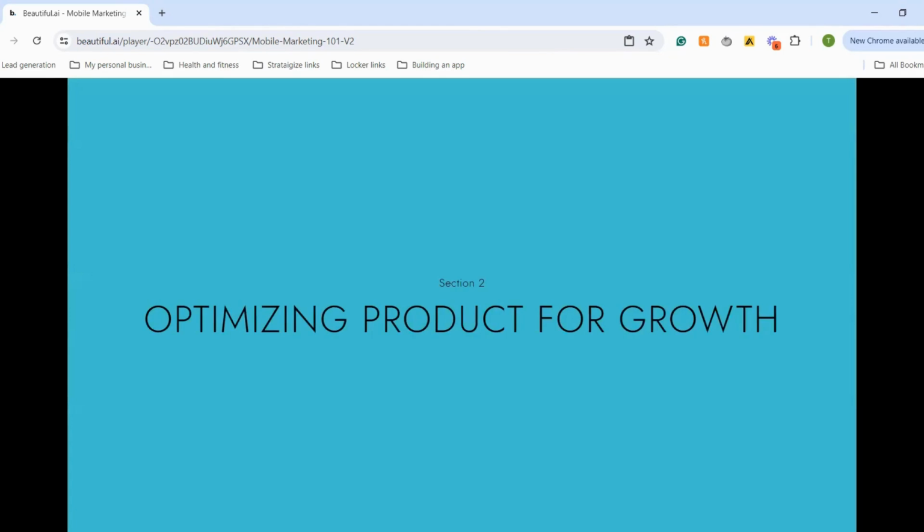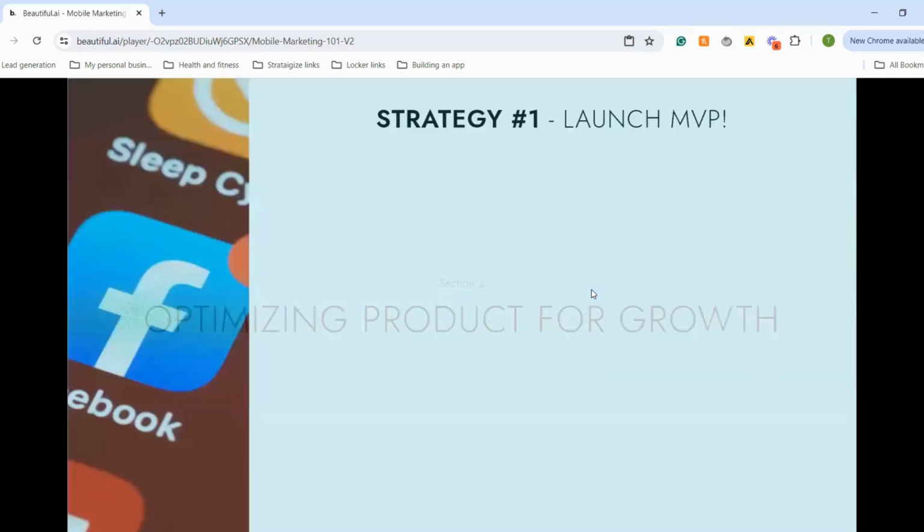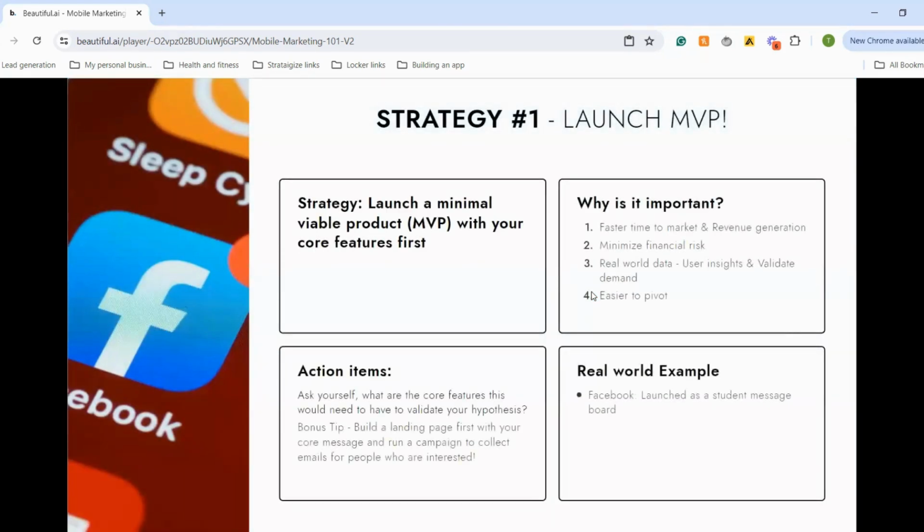So first, I'm going to jump into some product strategies. Some strategies that you can implement in order to make sure that your product is a self-growing and self-sustaining machine. So the first strategy is launch an MVP.